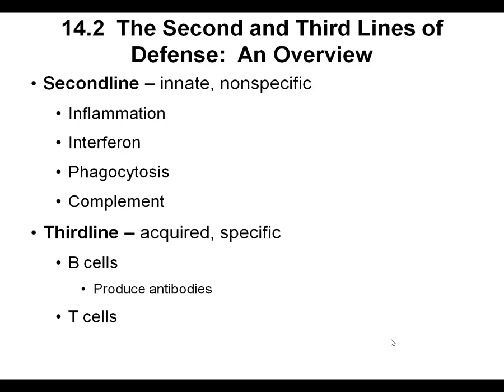Then your third line of defense is going to be an acquired immunity. This is something that we have to build up over time, and it is specific to a particular organism. This is where you're going to begin to produce your B cells and your T cells. Those B cells and T cells are going to become activated, and those activated B cells are going to produce antibodies. And you're going to have destruction from that point on.